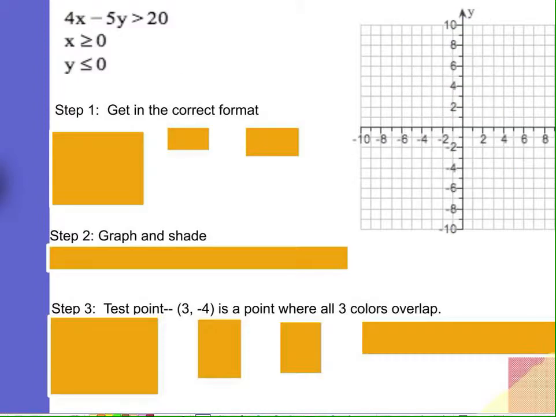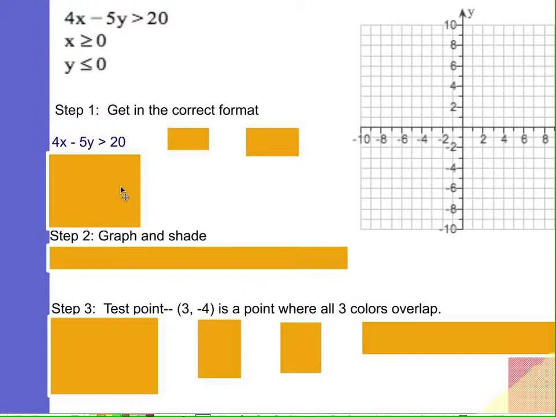We have another 3 inequality system, and we're going to follow the same 3 steps. Step 1, the only one we have to change is the first one. It says 4x minus 5y is greater than 20.